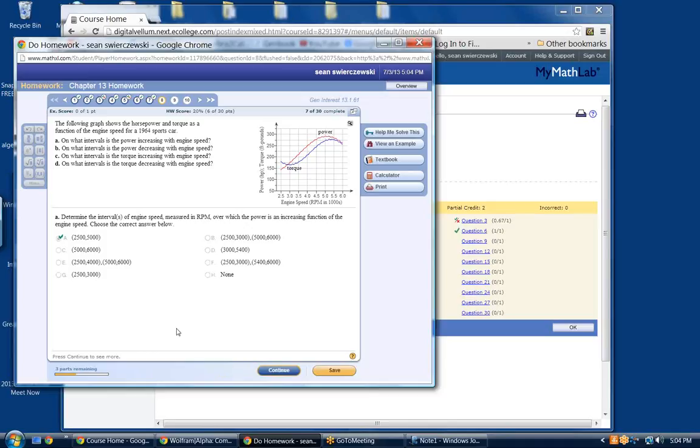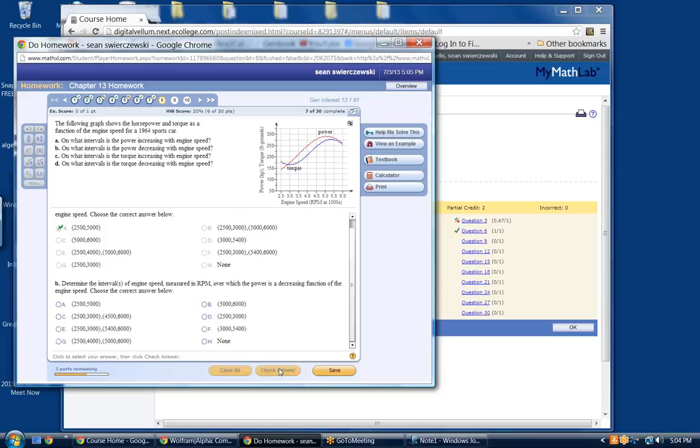Makes me nervous to click an answer anymore. Let's see, we want to hit continue, right? Yeah, there's more parts. Incidentally, last night before I logged off, I did save it. I guess I need to do that every time, right? Yeah. Okay. On what intervals is the power decreasing with speed? 5,000 to 6,000.